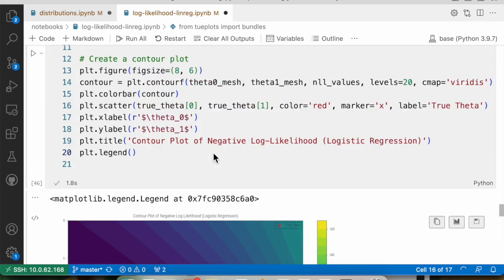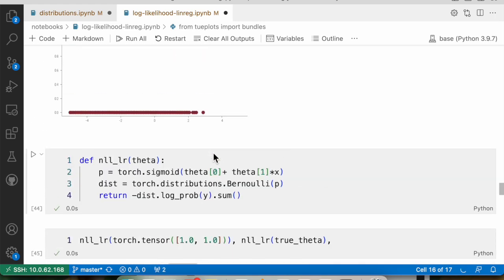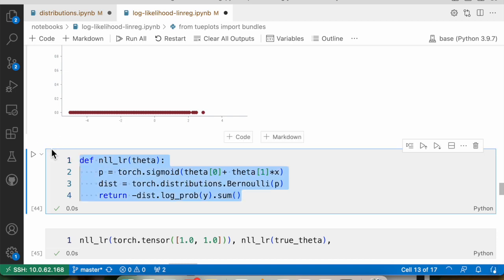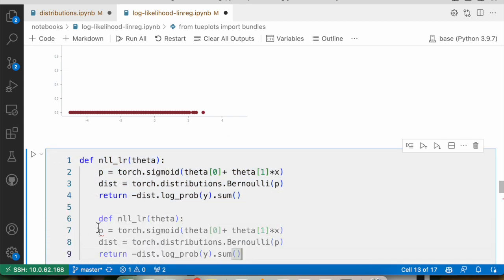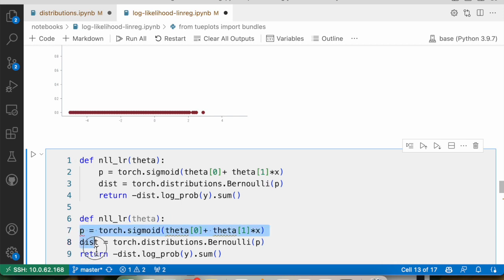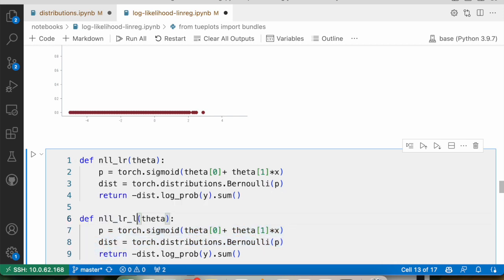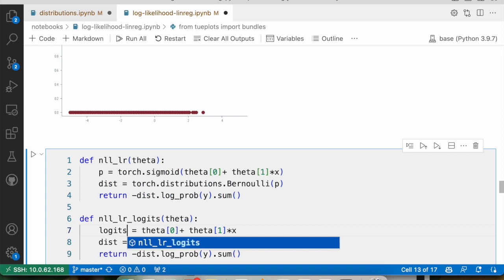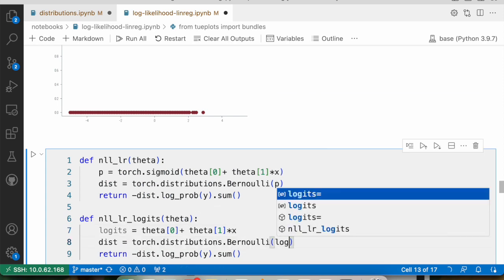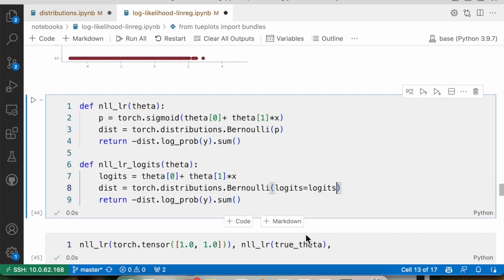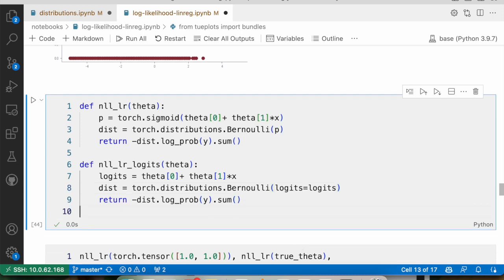Now, another interesting thing which many libraries allow is, let's create another version of this function. Let's call this using logits. I'll not have the sigmoid. I'll call this logits equal to this. This is the difference between the two functions, right? So I'm calling something known as logits to be x transpose theta.